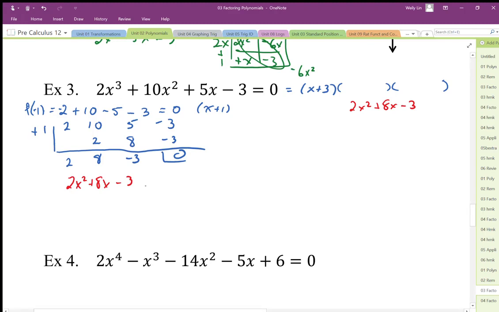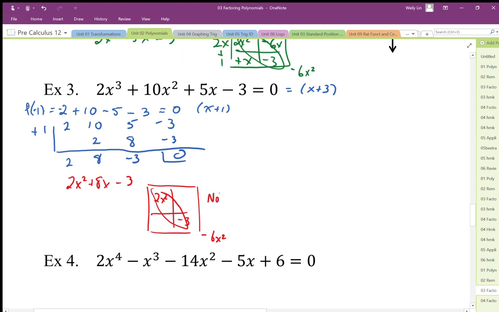So that's what I'm going to do next. Make sure that you know how to factor these. So 2x squared minus 3, I have negative 6x squared. I need to know how to get to negative 6x squared and add to 8x. Well, that's not possible. So this is not factorable. We cannot factor this. So we're done. Or are we done? So I'm going to say this is not factorable.